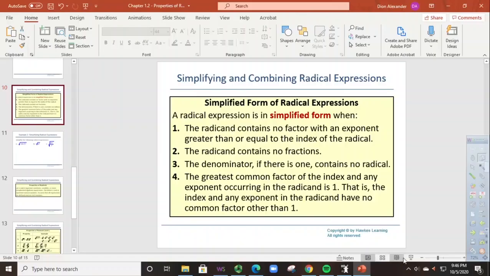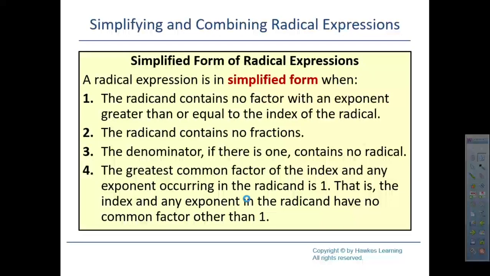Alright, so picking up in chapter 1.2c, our properties of radicals, we're going to talk about when we're simplifying these radicals. Basically, when we're simplifying a radical, we want to make sure that every factor underneath the radical is actually factored and that there's no exponent greater than the index.